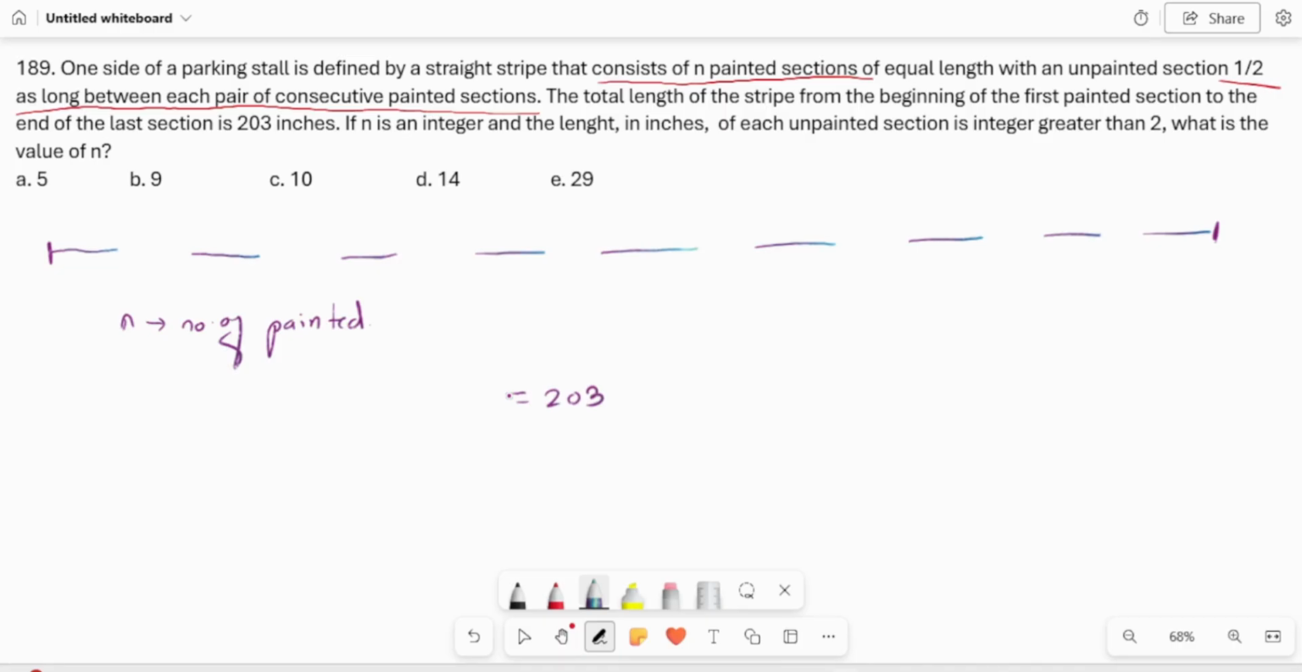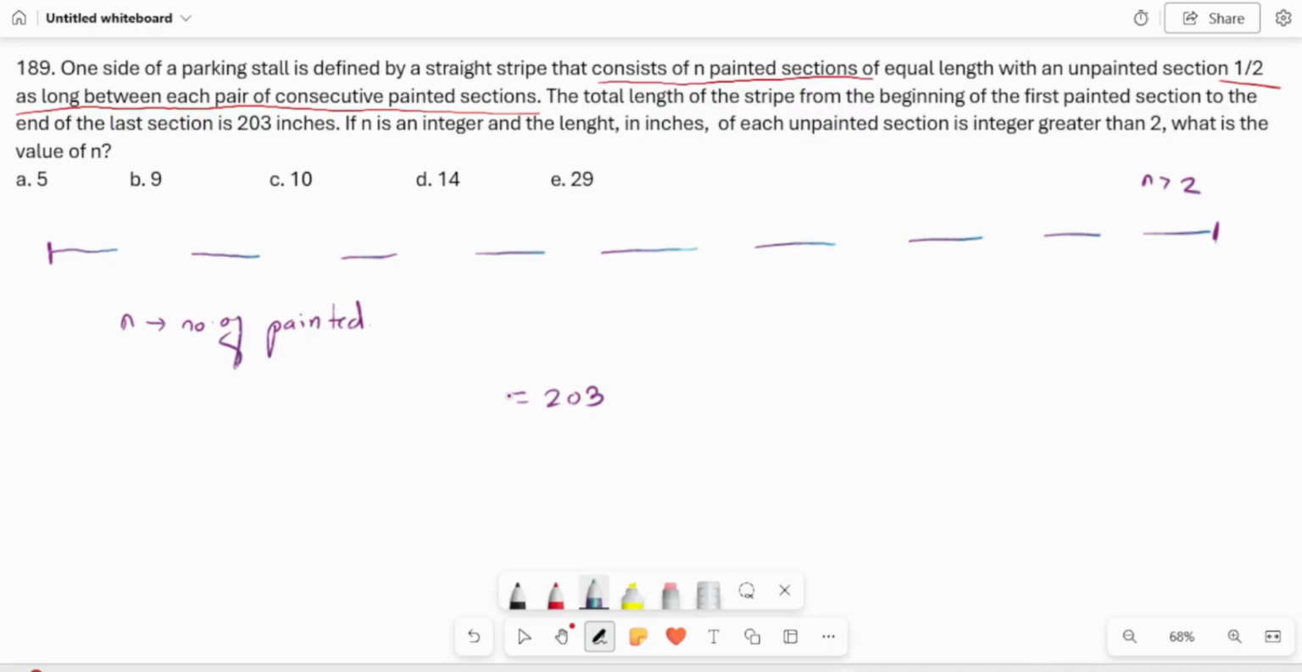Next, they say if n is an integer and the length in inches of each unpainted section is greater than 2. That means they have said that the value has to be greater than 2. Then what is the value of n? This is what they are asking.